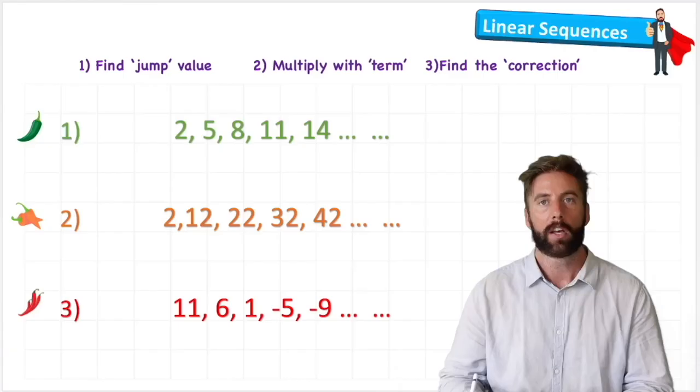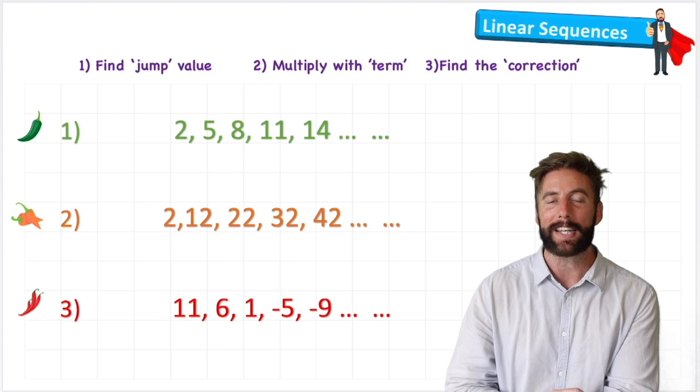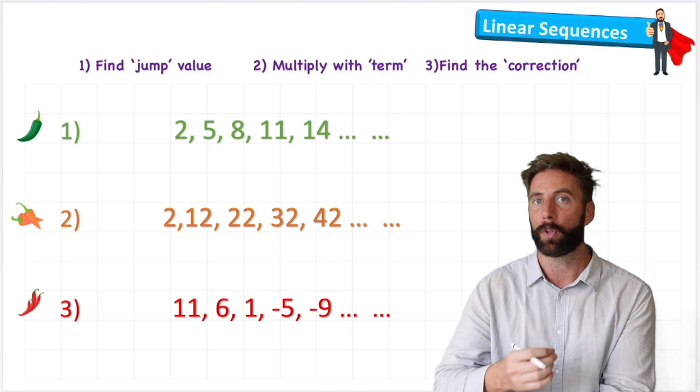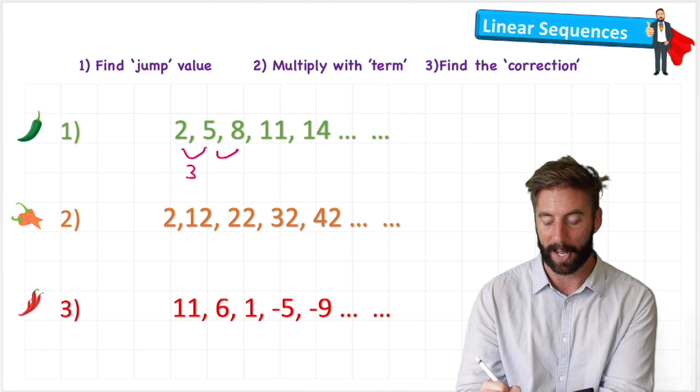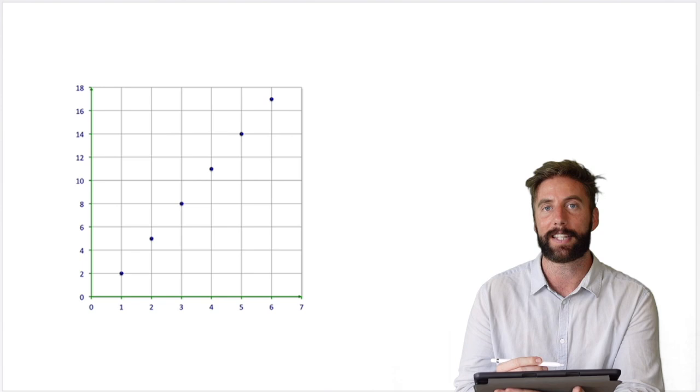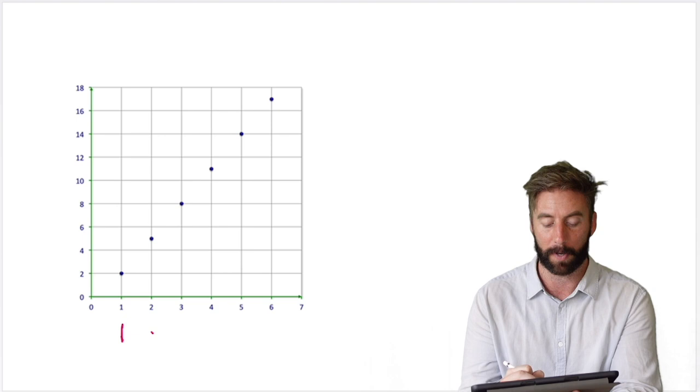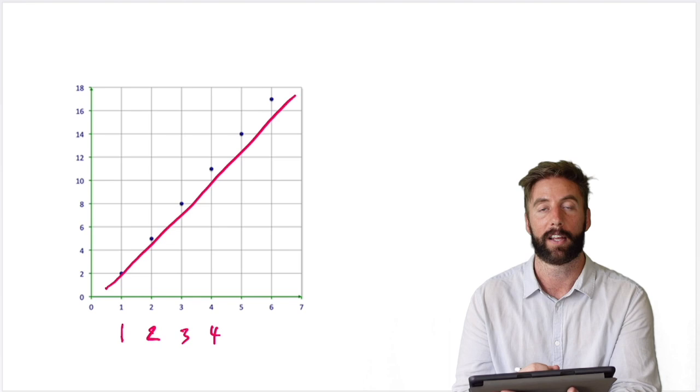Okay, but first, what is a linear sequence? Well, a linear sequence is any sequence of numbers where the gap or the jump between each of the numbers is consistent. So if we look at this first example very quickly, we can see that the gap between 2 and 5 is 3, the gap between 5 and 8 is 3, 8 and 11 is 3, etc., etc. And therefore, if a linear sequence was plotted onto a graph like this, and these were our terms, so this was the first number, the second, third, fourth, our sequence of numbers would end up being a straight line, a linear line.